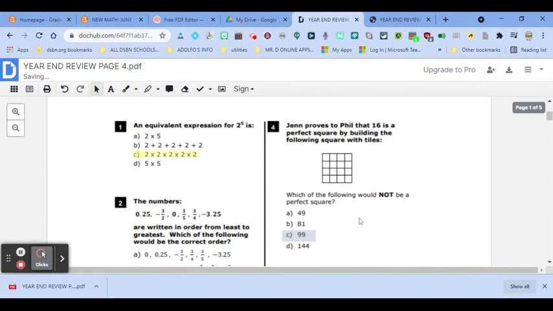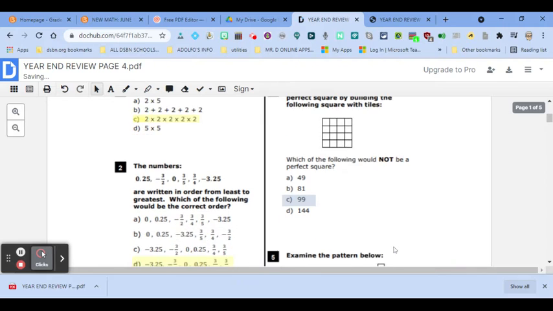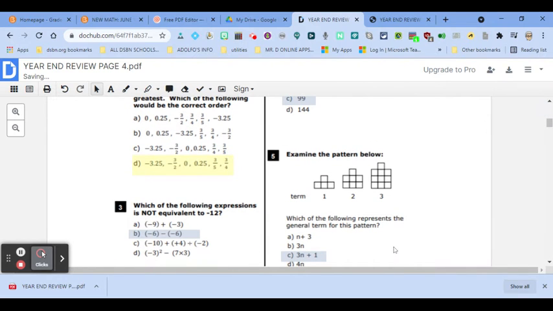So negative 6 plus 6 equals 0. Number 4 at the top here, Jen proves to Phil that 16 is a perfect square, right? There is the diagram. Which of the following would not be a perfect square? 99. All the others are, right? 7 times 7, 9 times 9, 12 times 12. Question 4, your expression is going to be 3n plus 1.